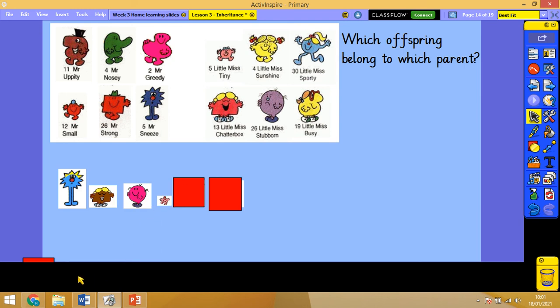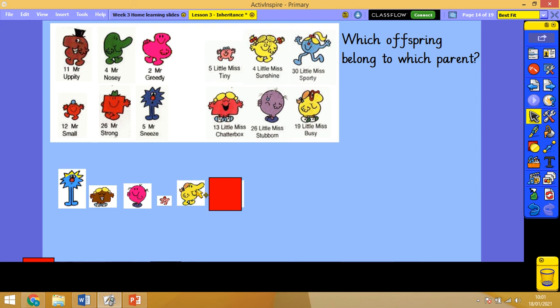Now, have a look at this one. This one is quite interesting, isn't it? I think this one is Mr. Small's son. I think he's the dad. I think the mum is Little Miss Tiny because of her skin colour. It's the same skin colour there, and he's got the same body type as Mr. Small. Do you notice that with this particular offspring, he's even smaller than Little Miss Tiny and Mr. Small? So there's some genetic information going on in there, some of his genes making him incredibly tiny.